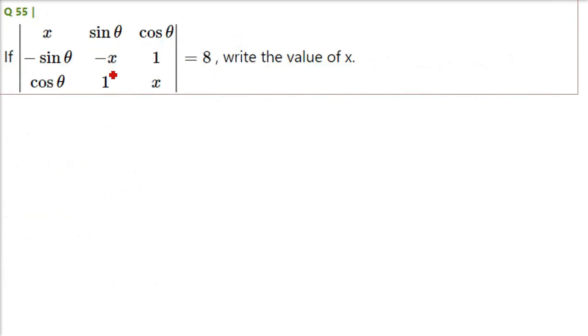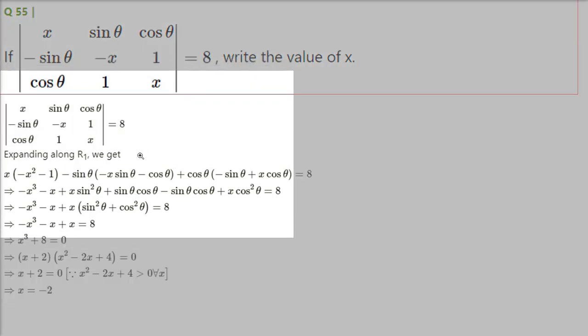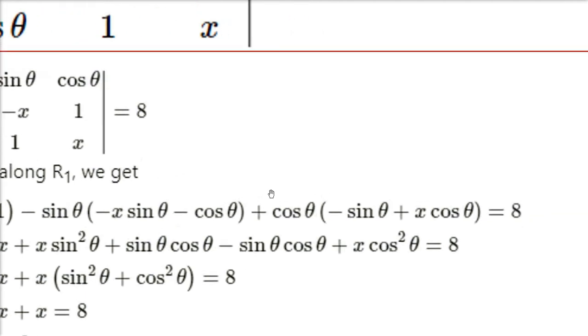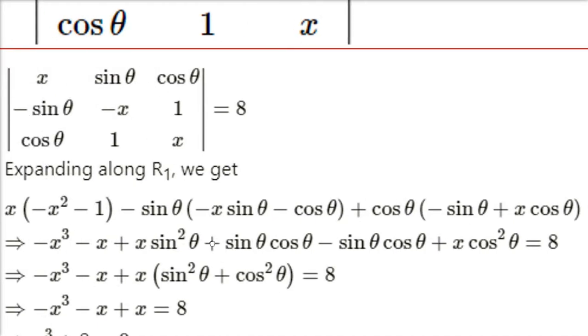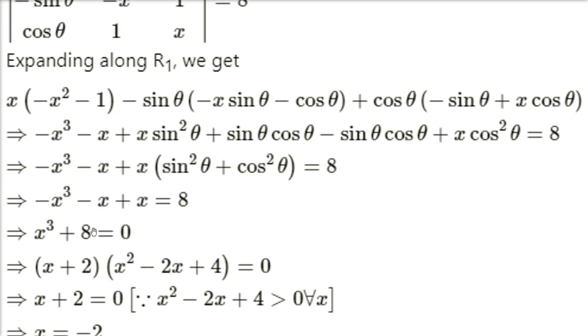Now let us just solve it. The best way is to solve it. Since we have already done this type of question, I am just doing it and opening it using the first row, let's say. So x, sin theta and cos theta, and take the cofactors of this x, sin theta and cos theta. When you multiply, I hope you will be able to do the first part. When you resolve it, you will see it will be x cube plus 8, because certain minus x and x will cancel, sin square theta plus cos square theta will be equal to 1.